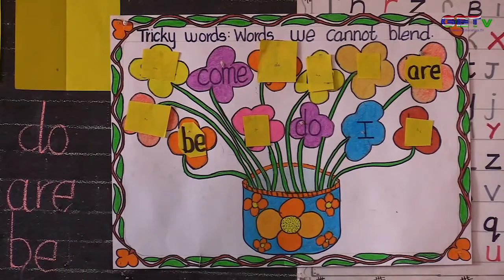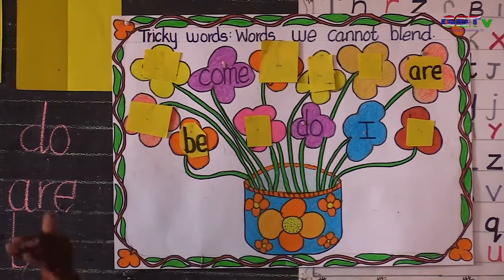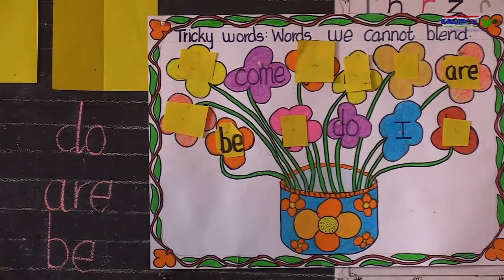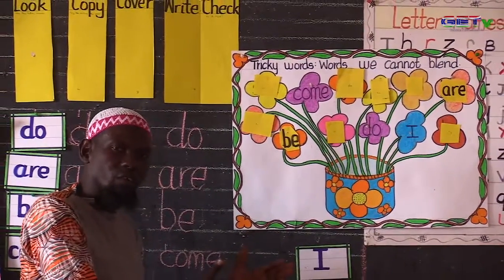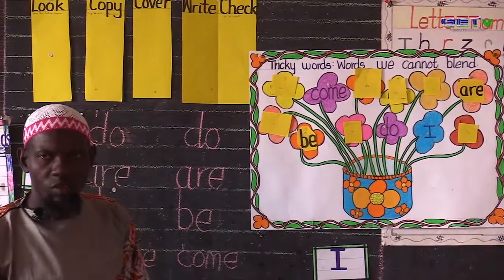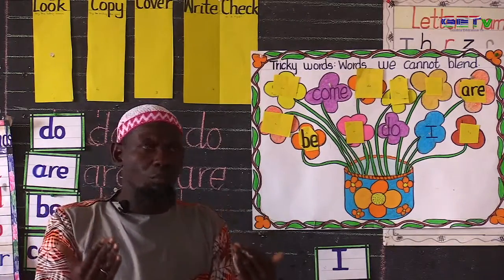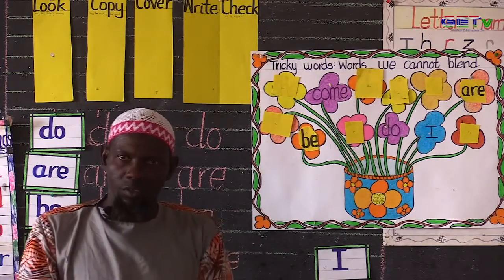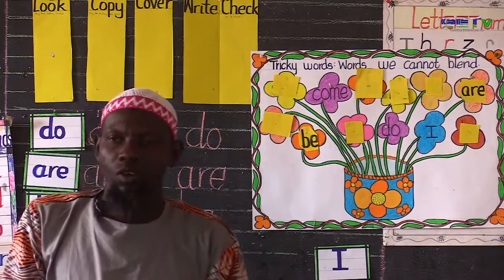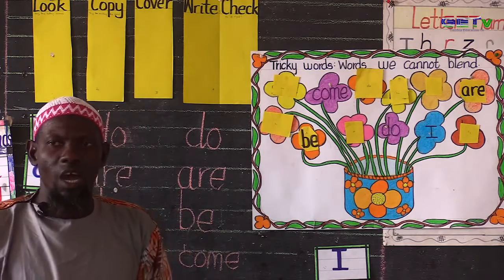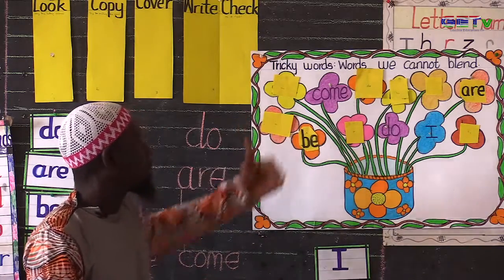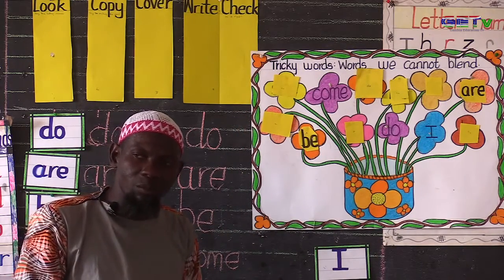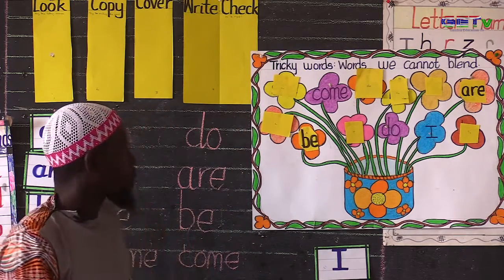This is the way we learn how to write the tricky words. Any words that cannot be blended is a tricky word. And then you can only write them down by using their letter names and spell the word.